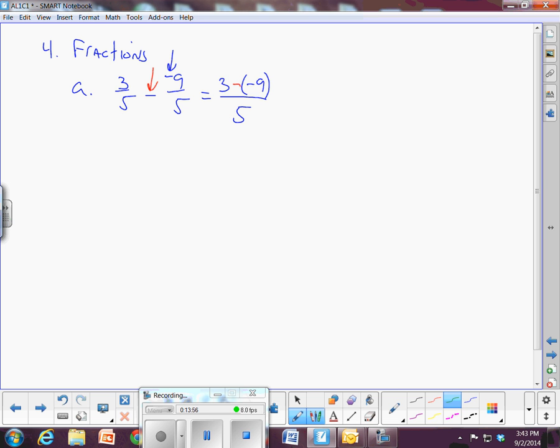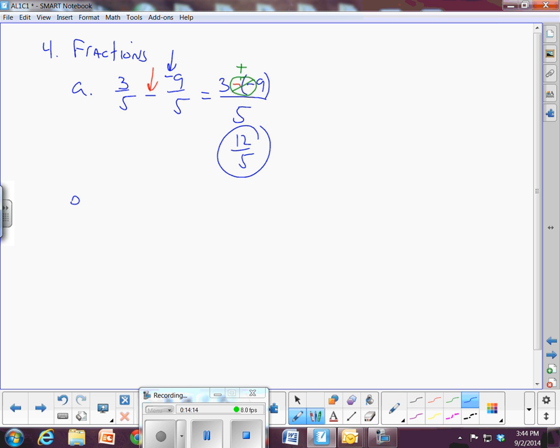So what are you thinking? I hope you're thinking minus a minus is a plus. And now we have 3 and 9 is 12. And we have 12/5, and we'll just leave it as an improper fraction, right? 12/5. All right, let's do another example.